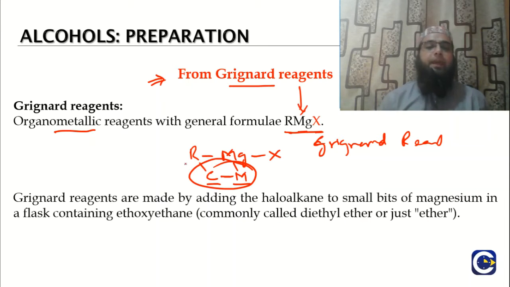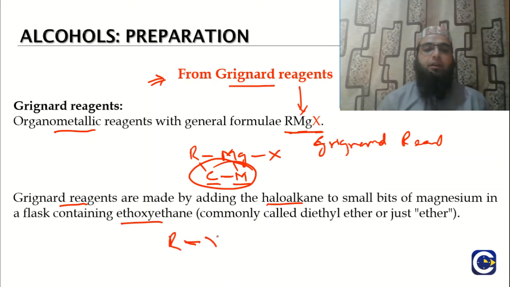Now, these Grignard reagents are made from the alkyl halides. Grignard reagents are made by adding a haloalkane to small bits of magnesium in a flask containing ethoxyethane, which we call ether. We carry out the reaction in the presence of ether.